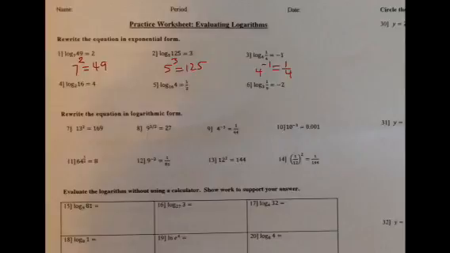For number 4, the base is 2, the exponent is 4, and it equals 16. For number 5, the base is 16, the exponent is 1/2, and it equals 4. So remember, 16 to the 1/2 is the same thing as the square root of 16, which equals 4. Number 6, 3 is the base, the exponent is negative 2, and it equals 1/9.